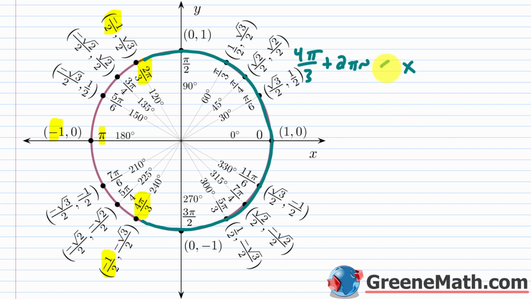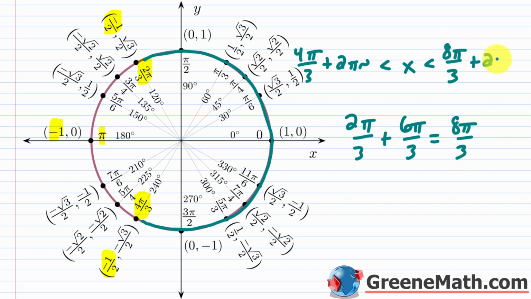And we'll say, and it's less than. Again, this is not 2 pi over 3. I'm starting here. So basically, if I rotate like this, I'm going to add 2 pi to this. So it's 2 pi over 3 plus, I'm going to go 6 pi over 3. That's me putting 2 pi in terms of having a common denominator. So basically, this is 8 pi over 3. So let's say this is 8 pi over 3 and then plus 2 pi n.